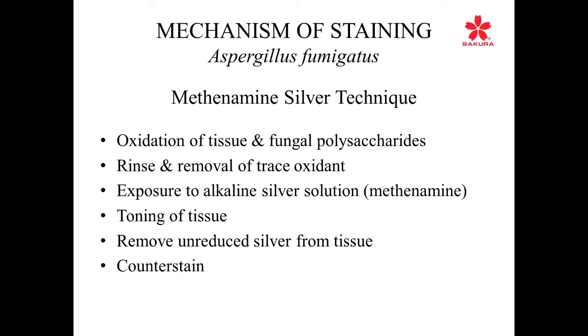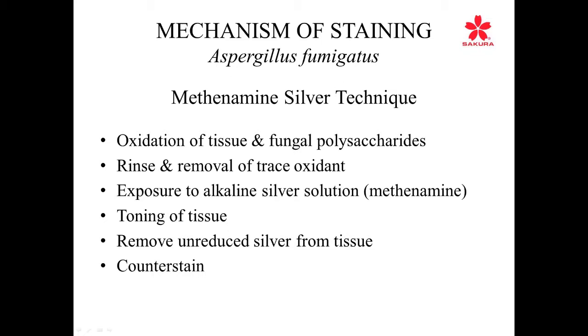Right now, before we actually look at that, I want to show you the mechanism of staining for silver techniques, since that's what we were talking about. Basically, this is the GMS procedure that most histologists are familiar with, Grocott's methenamine silver. And what we're going to be looking at here is Aspergillus fumigatus.